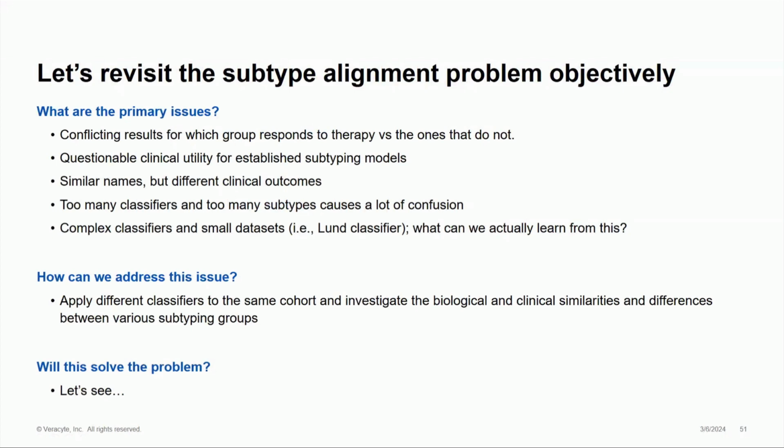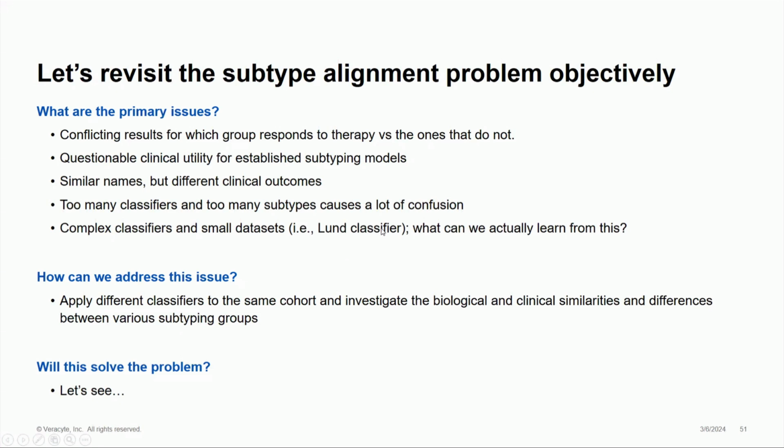So I think what we want to do here is revisit this problem more objectively. What are the issues and how are we going to fix them? We see conflicting results for groups responding versus those that do not: luminals doing well with chemo, luminals doing badly with chemo. There's really questionable clinical utility as a consequence. Often they have similar names, so you see luminal papillary popping up in a number of different models, but they may not be describing the same thing. And there are too many classifiers, causing a lot of confusion. I think people really don't have any faith that subtyping is useful.